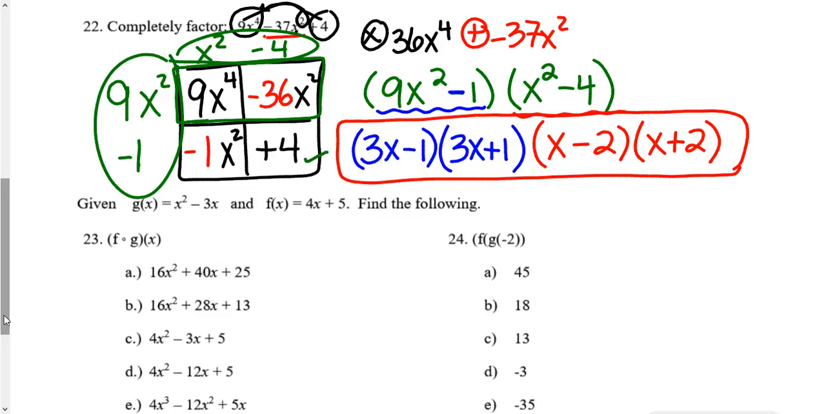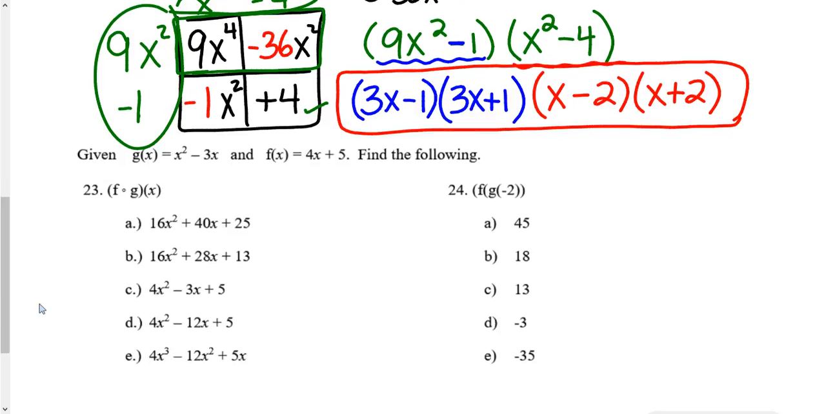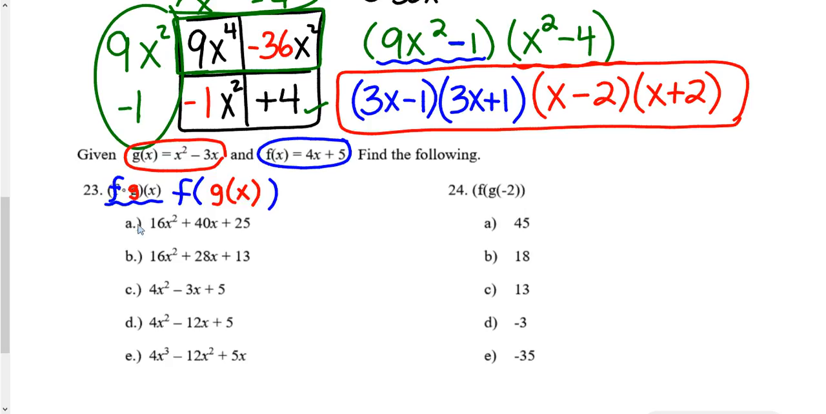I've got g of x and f of x. Let's put that down a little bit. My g of x is x squared minus 3x, and my f of x is 4x plus 5. I'm supposed to find f of g of x. So what does this mean? This means f is on the outside because f came first, and g is on the inside because g came second. And I'm not plugging anything in for x, I'm leaving it g of x.